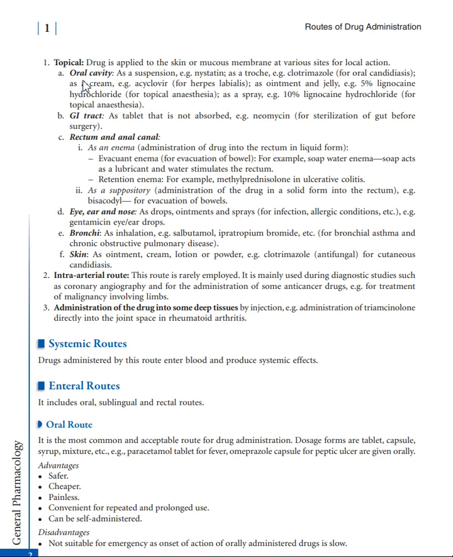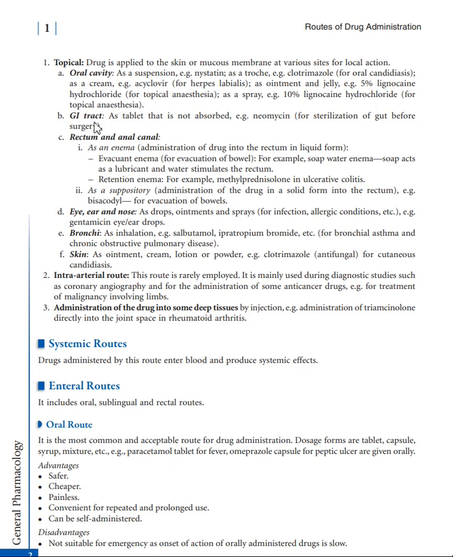So first we have the oral cavity. In the oral cavity, what are the things that we can use as a source of drugs? So we have suspensions, example nystatin. We can use it as a troche, that is clotrimazole for oral candidiasis. As a topical cream, example acyclovir for herpes labialis. As an ointment and jelly, example 5% lignocaine hydrochloride, that is used as a topical anesthetic. As a spray, example 10% lignocaine hydrochloride, also used as a topical anesthetic.